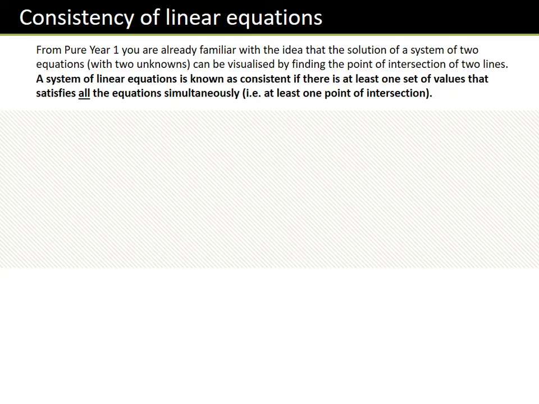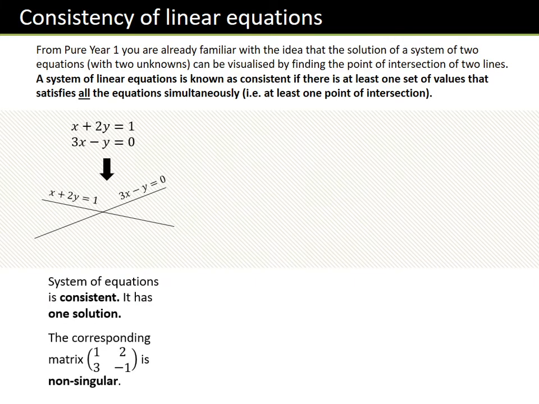So when I say is something consistent, it just means, does the system of equations have some possible values that can make all of them true at the same time? Does it consistently bring truth to all of the equations that we have in that system? So we could have a system of equations that looks like this: x plus 2y equals 1 and 3x minus y equals 0. This, if I was to visualize it, would be 2 lines that do intersect each other. So this system of equations is consistent and it has got a solution.